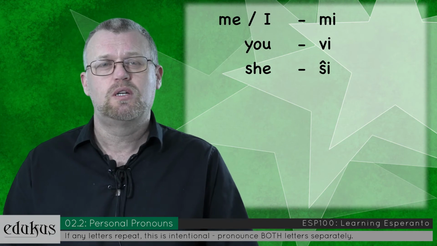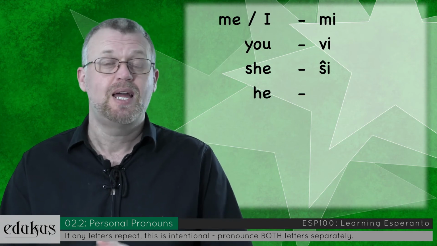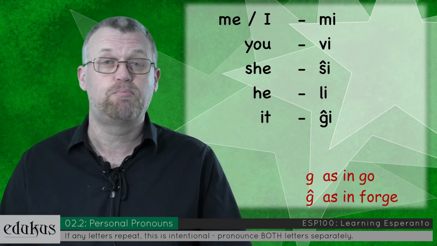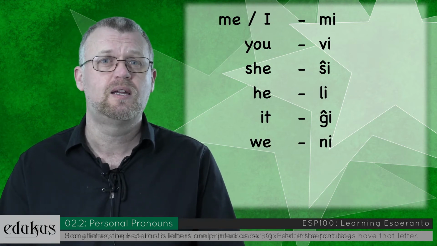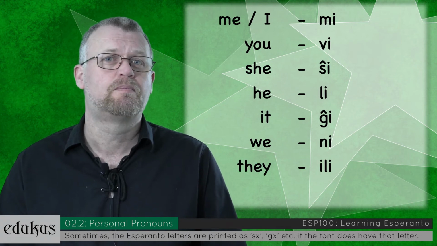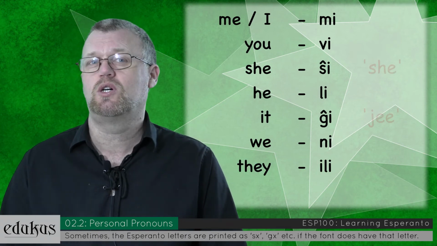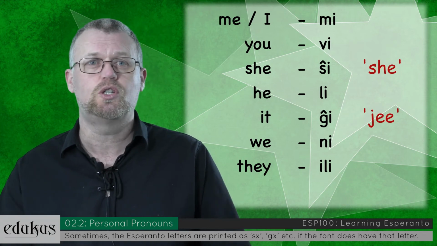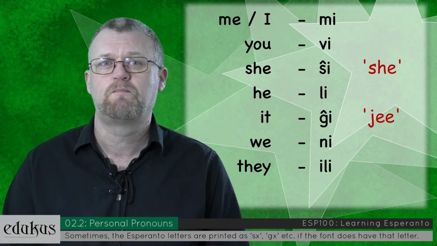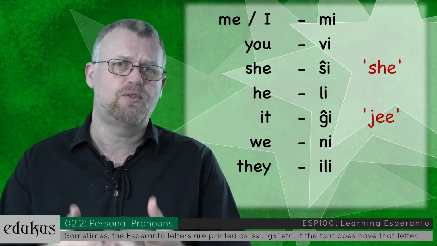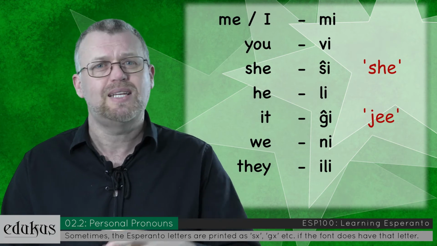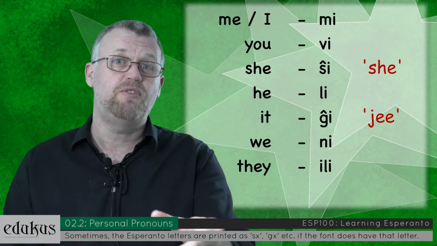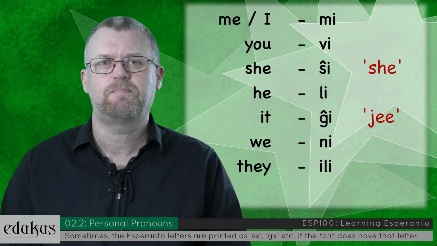So we now know mi, vi, and ŝi. He is li, while it is ĝi. The last two personal pronouns, the plurals, are we, or ni, and they, or ili. At the end of the day, these are only 7 words. Unlike other languages, they stay the same. There is no masculine, feminine, or neuter genders, as you get in other languages. So go around the house pointing at yourself, your family, people in photographs perhaps, and inanimate items. Make your family think you're going mad by calling out mi, ŝi, vi, li, ĝi, ni, and ili.